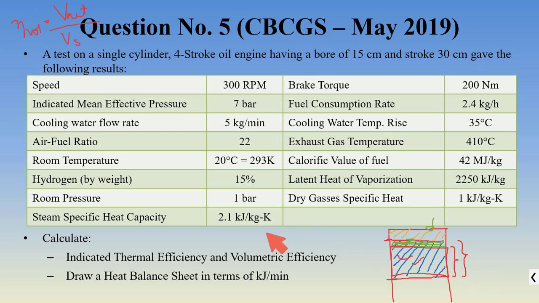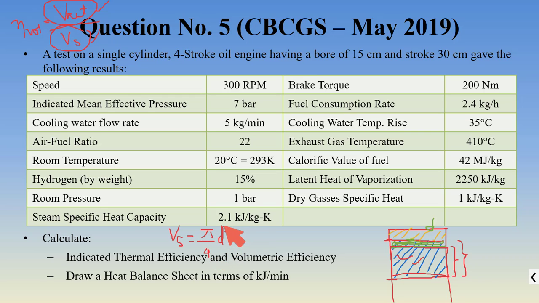So volumetric efficiency is what? The actual volume of the air that came into your engine divided by the theoretical volume of air which should have come into your engine. And what is the theoretical volume of air? It is the swept volume. So this is volumetric efficiency. So how can we calculate volumetric efficiency? To calculate it, we need the swept volume and we need the actual intake air volume. Well, we can find swept volume easily, right? What is the formula for swept volume? Swept volume is pi by 4 d square into L, right?